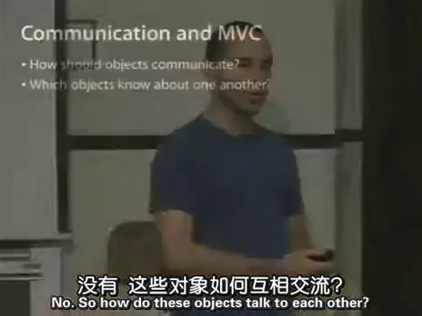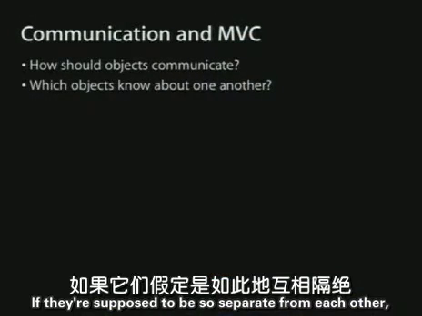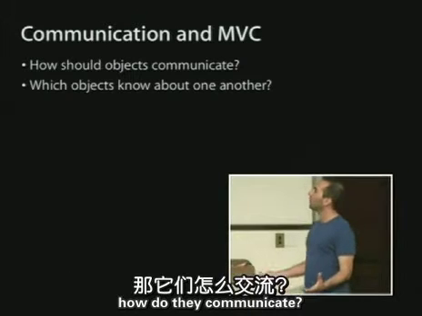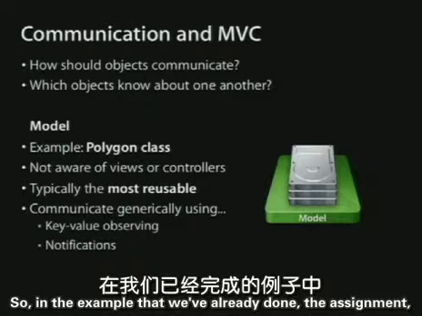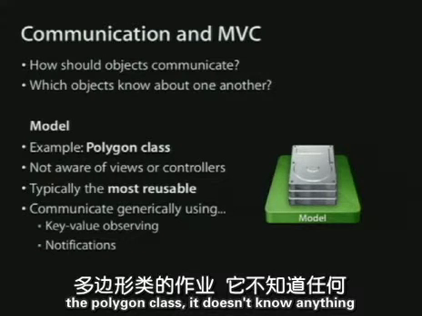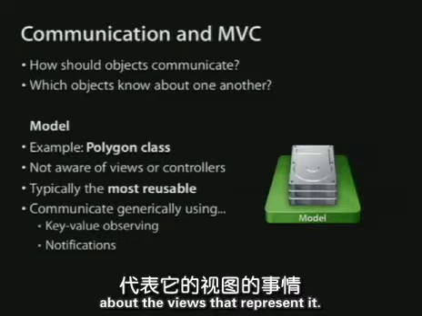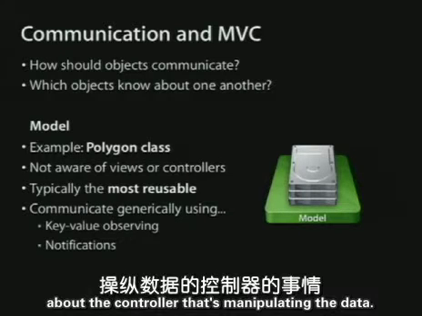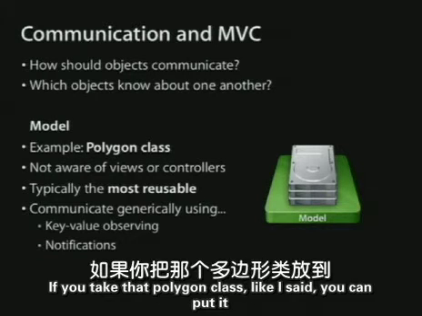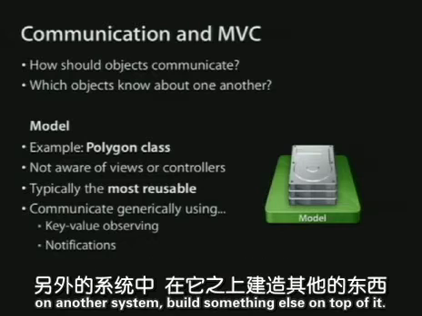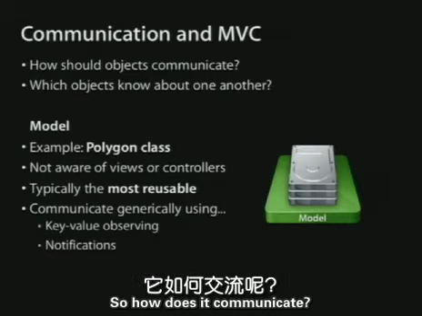So how do these objects talk to each other? If they're supposed to be so separate from each other, how do they communicate? Well, let's start with the model. In the example that we've already done in the assignment, the polygon class doesn't know anything about the views that represent it, and in fact, it doesn't even know about the controller that's manipulating the data. And it's completely reusable. You take that polygon class, like I said, and you can put it on another system and build something else on top of it. So how does it communicate?